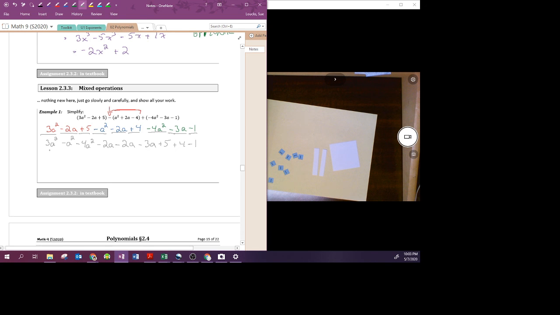All right, 3a squared minus a squared minus 4a squared is minus 2a squared. Minus 2a minus 2a minus 3a is minus 7a. 5 plus 4 is 9, minus 1 is plus 8.